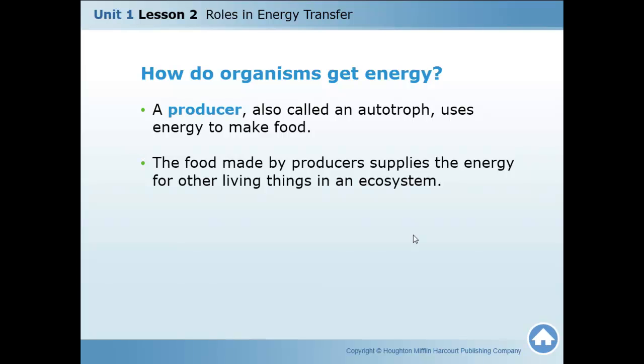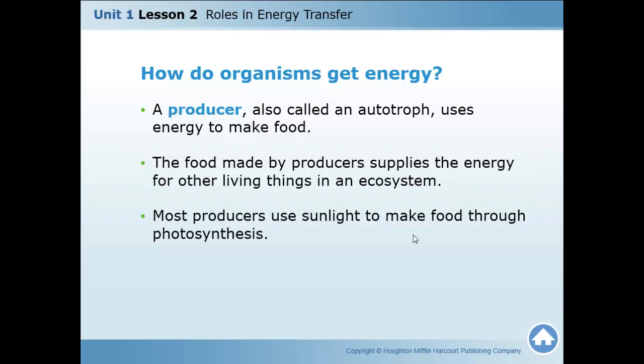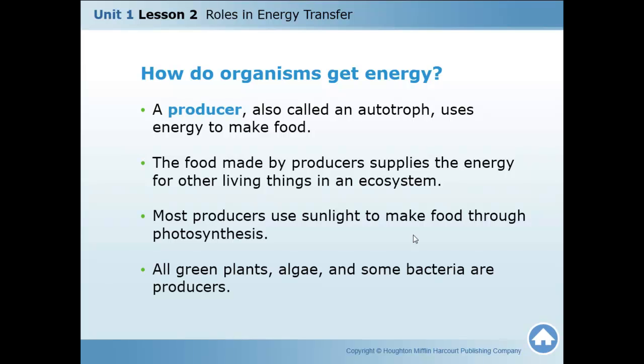The food made by producers supplies the energy for other living things in an ecosystem. Most producers use sunlight to make their food by a process called photosynthesis. What kind of living organisms carry out photosynthesis? Plants. How do they do photosynthesis? By taking sunlight, water, and getting salt from the soil. So, to make photosynthesis, I need sunlight. All green plants, algae, and some bacteria are producers.